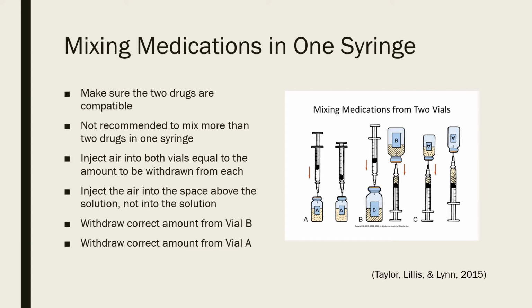So when you get ready to inject the medication, you're going to swab off the vial. You're going to have already calculated how much of each medication you need. You're going to pull back on the plunger the amount of air equal to what you're going to inject into both vials.